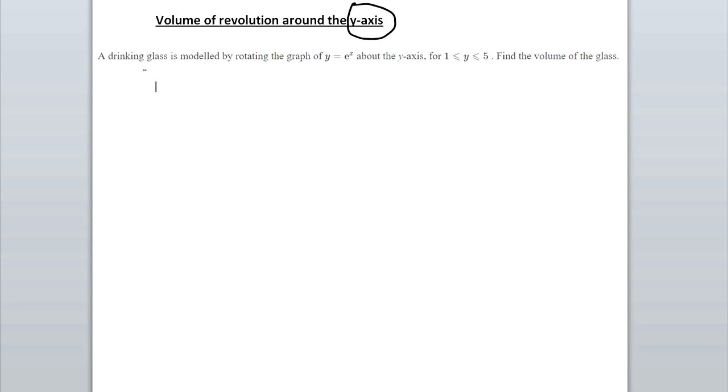Let's read. A drinking glass is modeled by rotating the graph of y is equal to e to the x about the y-axis. For y larger than or equal to 1, less than or equal to 5, find the volume of the glass. So we know that for volume of revolution around the y-axis, we have the following equation. The volume is equal to the integral, with my lower bound and my upper bound, of pi multiplied by x squared dy. This is when I want to find the volume of the curve around the y-axis.